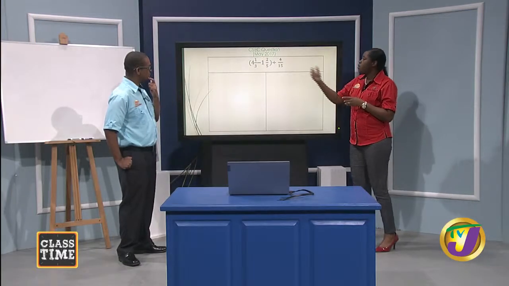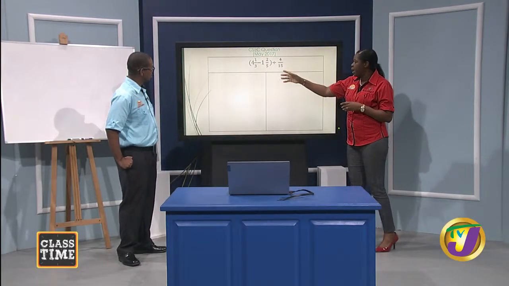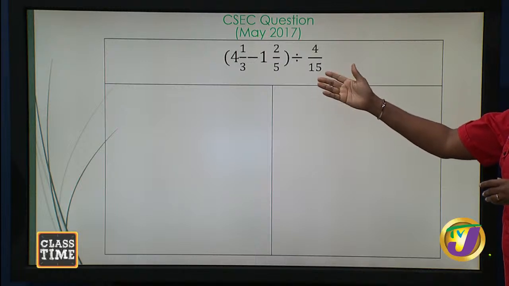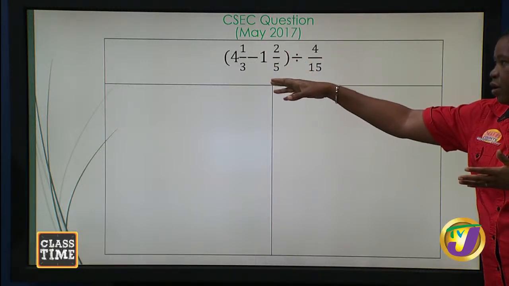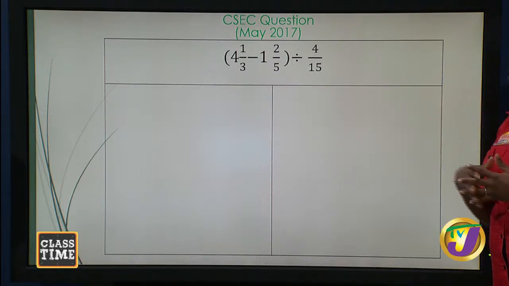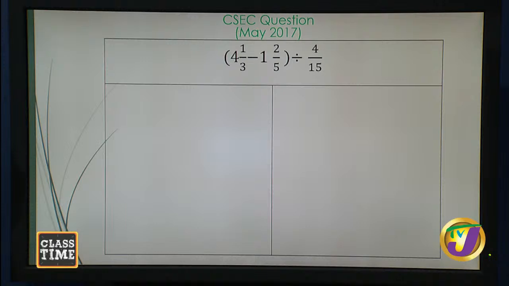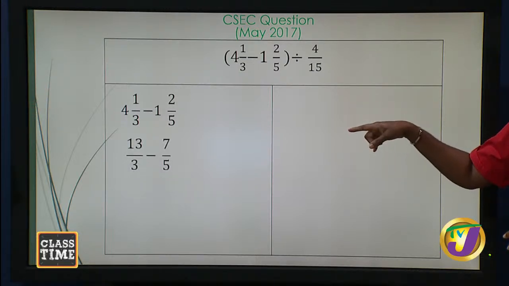Well, we could work with the whole numbers, or we could just change the mixed numbers to improper fractions. We're starting with the parentheses here. But we definitely need to start with the parentheses, because of what we learned from the order of operations. Definitely. So I'm thinking about converting the mixed numbers to improper fractions.